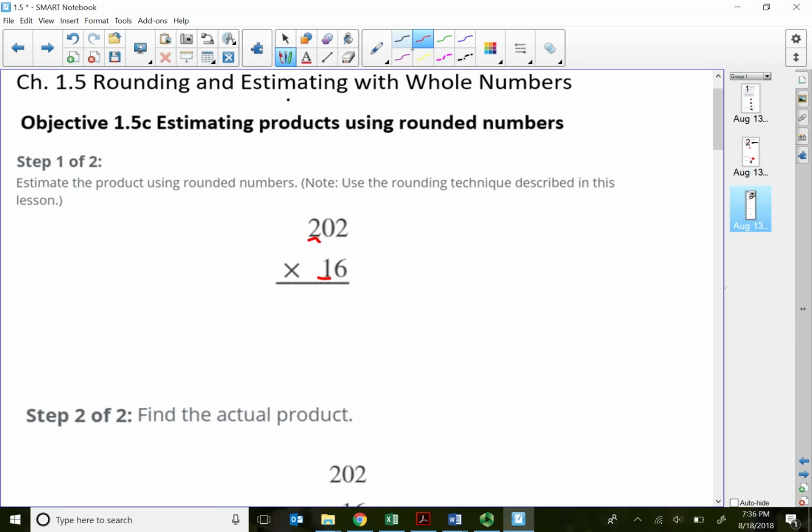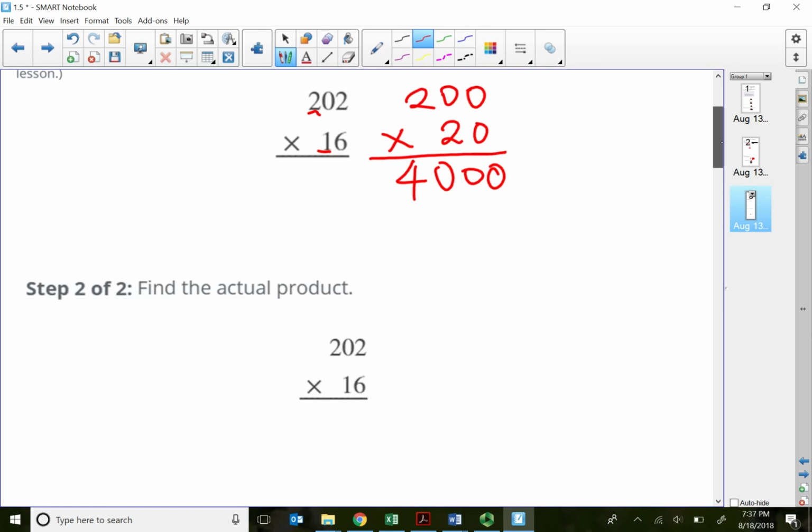Let's take a look at this 2. The digit to the right is less than 5, so 2 remains. So that would be 200. Let's round the 1 here. The 6 to the right is greater than 5, so my 1 will go up. It's about 20. So 200 times 20, using the power of 10 in multiplication. That's adding 3 zeros on the back. 2 times 2 is 4. So my estimation is about 4,000.